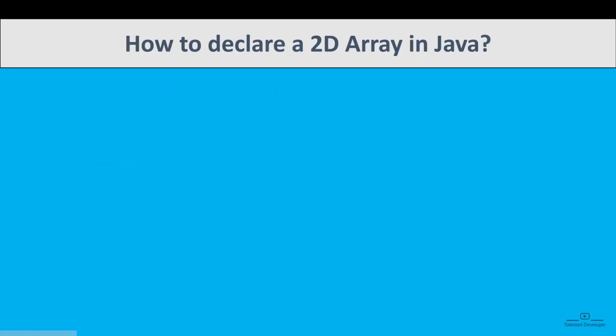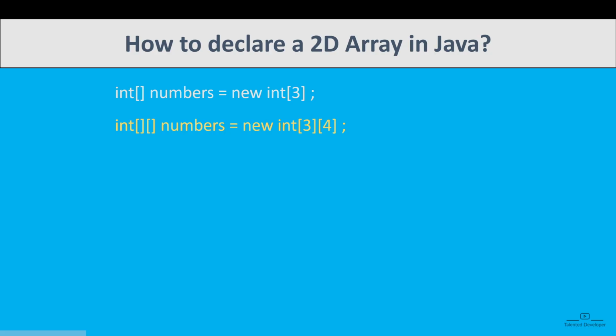So how can we declare a 2D array in Java? We are aware of how we can declare a linear array. Here the size is 3. In a similar way you can declare the 2D array, but earlier we had one square bracket, now we will have two square brackets.